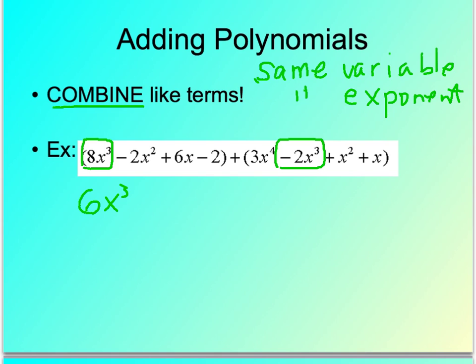My next term is a squared term, and I notice that there's another term over here that is also squared. So those two would go together, and since there's no number in front of the x squared right here, I know that coefficient is 1, so I'm going to do negative 2 plus 1, and that gives me negative 1x squared, and I'm just going to write that as negative x squared. Alright, next I have a 6x, and then I have an x over here, and so I'm going to add 6 and 1, which gives me 7x.